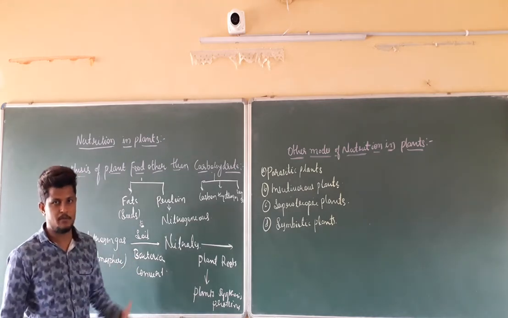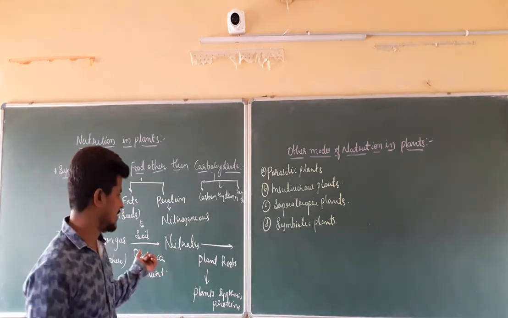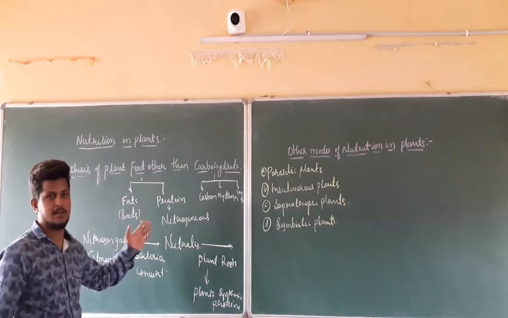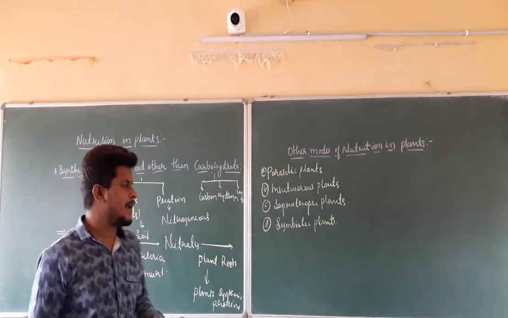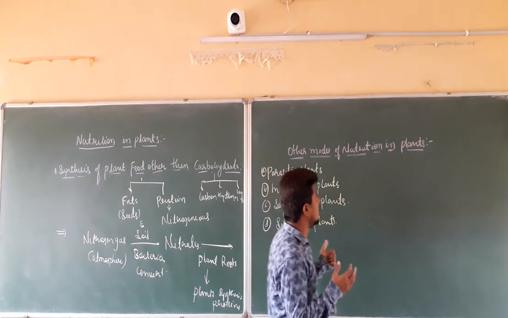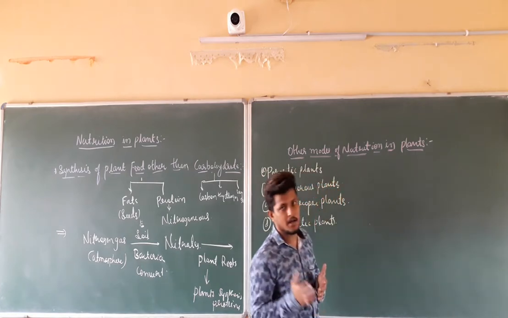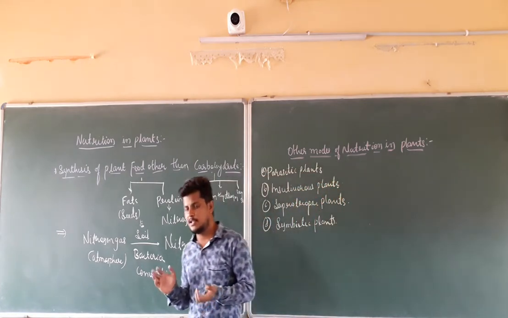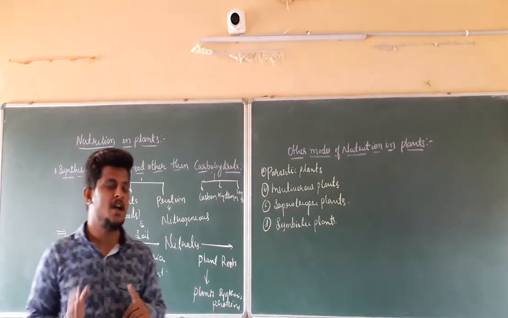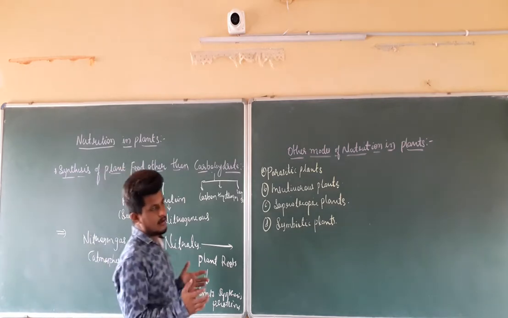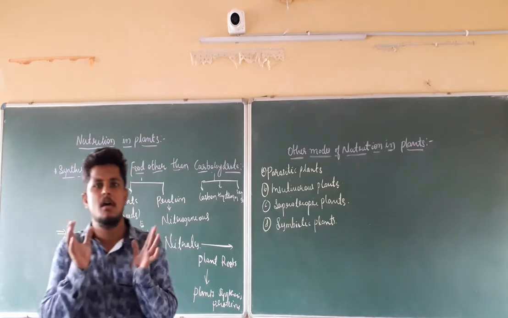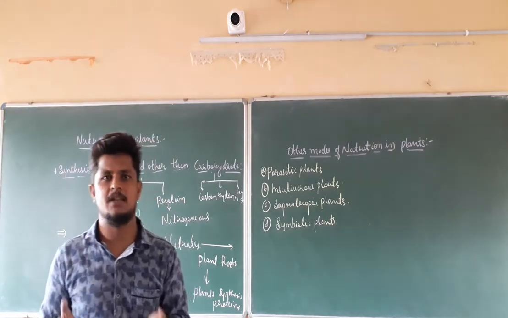If you want the names of the bacteria, they are Rhizobium and Nitrobacter. Those are the bacteria which convert these things. I hope this is clear. Next, we are going to discuss the other mode of nutrition in plants. Up to this point, we discussed only autotrophic nutrition, in which plants make their own food by themselves.